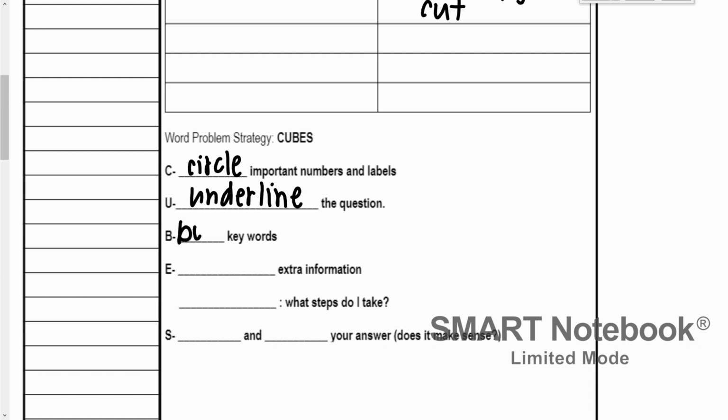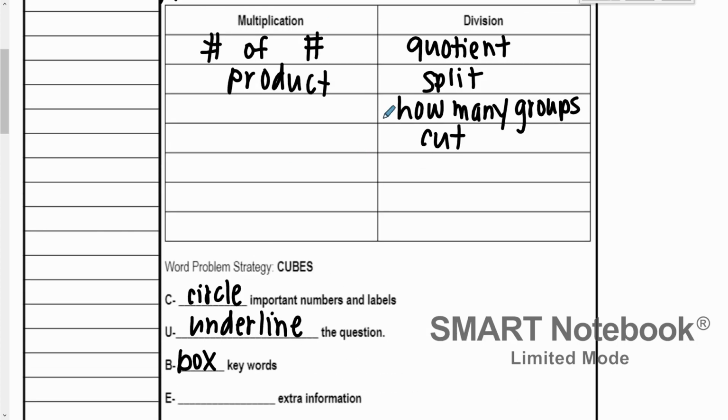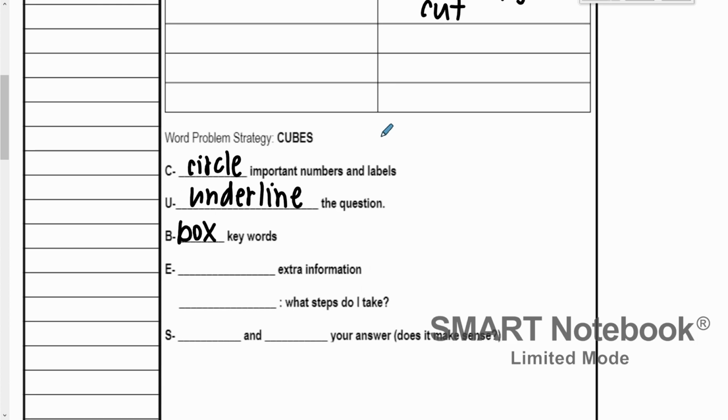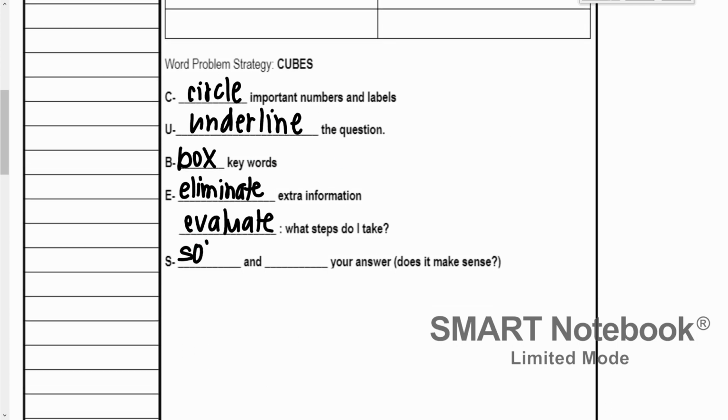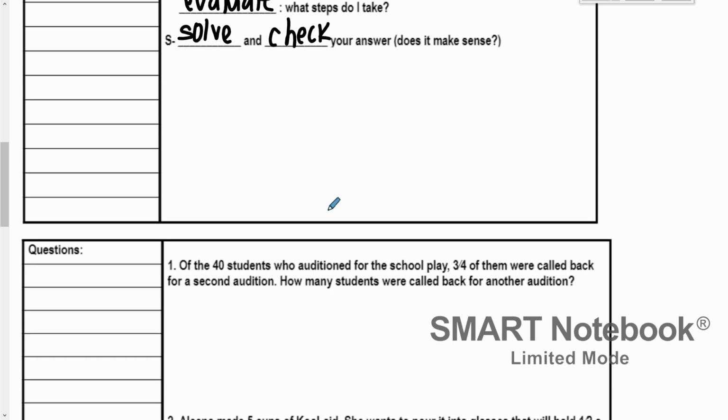We're going to box keywords. So if we see any of these words up here or any word that tells us which operation, multiplication or division we're going to use, we're going to box that. We want to eliminate any extra information. So sometimes they just give you extra facts that don't really matter. You can just cross it off and eliminate it. Then you're going to evaluate what steps am I going to take? And these keywords are going to help you decide that. Last but not least, we would solve it and check our answer. Does it make sense? Is always my check for my answer. Let's go through some examples.